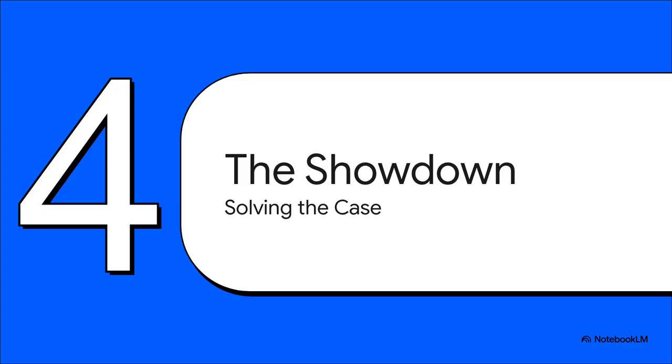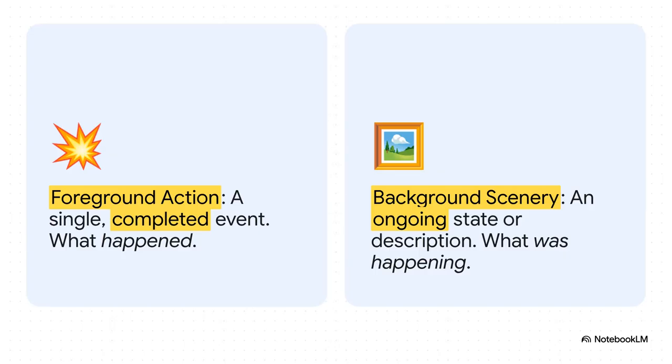Okay, this is it. The moment of truth. We've got our two main characters. We know what they do. Now let's put them in the same room and see what happens. This is where we solve the case. Here's the big secret. They aren't enemies, they're partners. They work together. The passé composé is your foreground action.